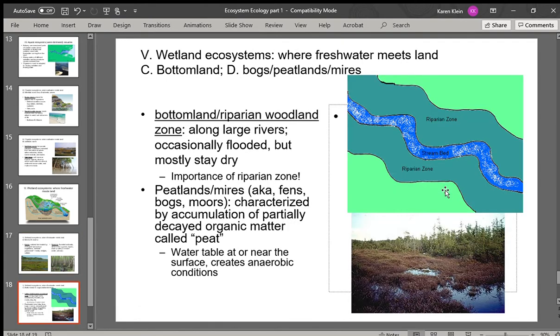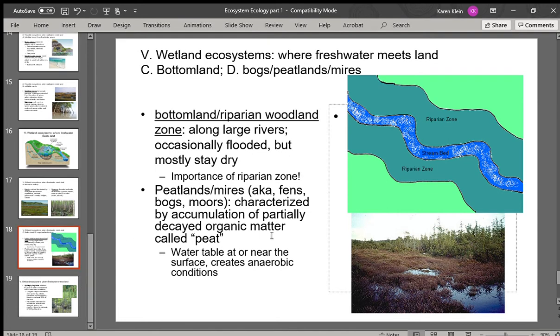In wetlands where the water table is very close to the surface, the terminology differs depending on where you are in the world. Mires, bogs, moors, fens. This is where you have a very squishy, soft area. We have some bogs in this region actually. They're ancient lakes that have since filled in with what's called peat. And unfortunately, we're not able to go there this semester.